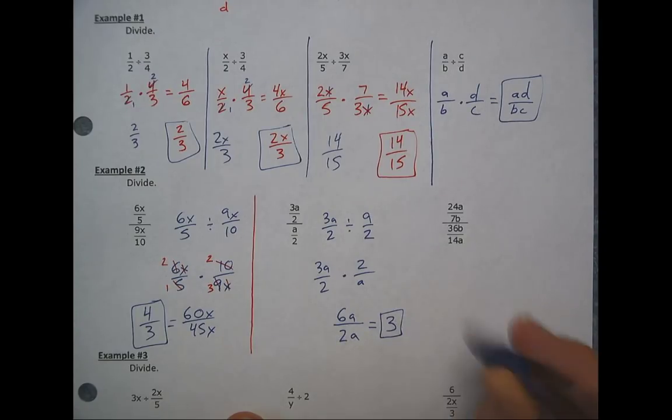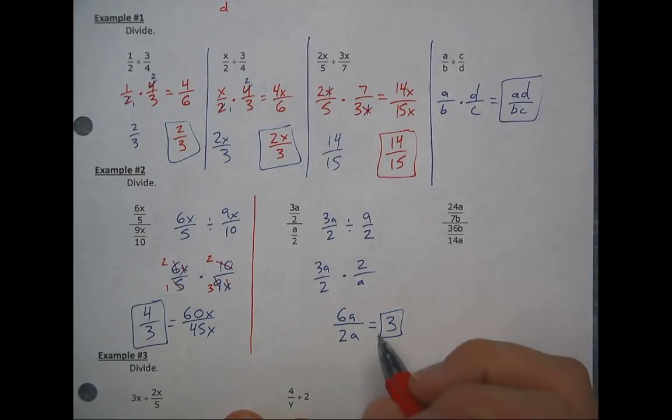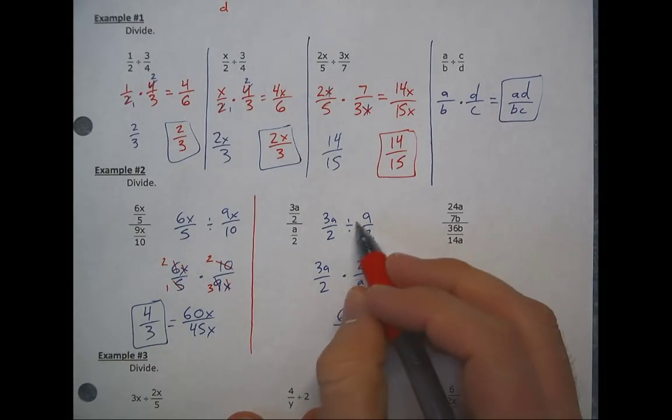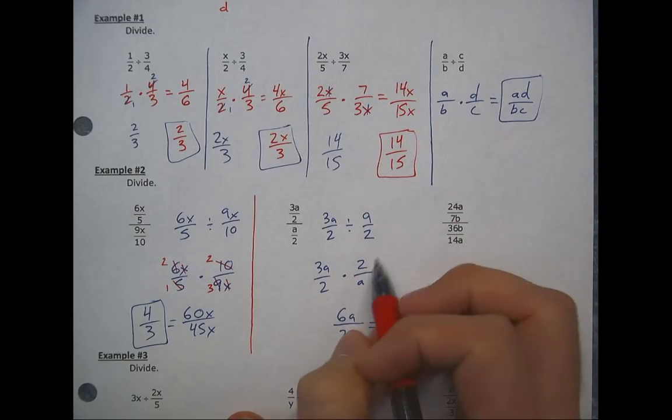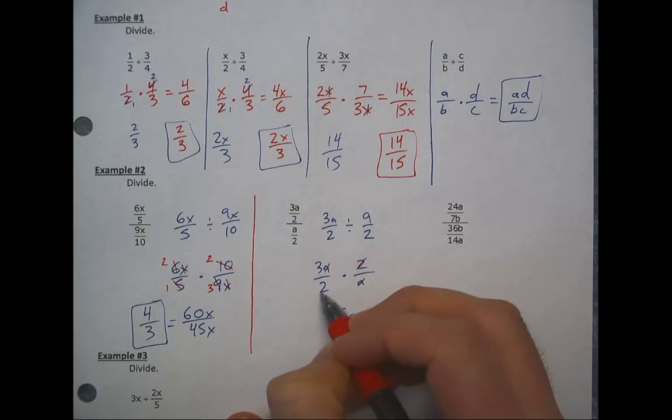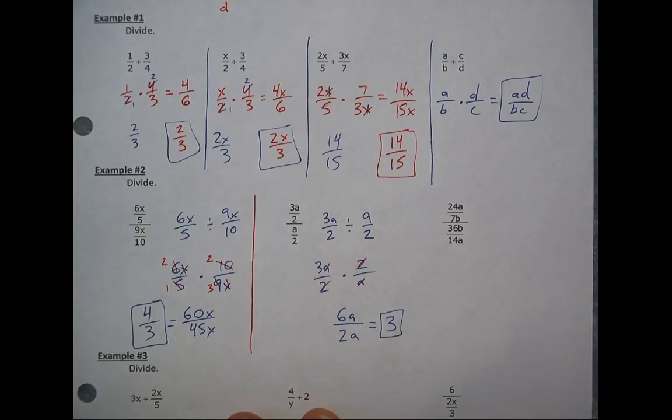So just 3. Okay, so where could we have canceled early? When we got here to multiplication, so not when it's written as division. You have to flip it first before you start trying to cancel stuff out. The a's cancel, the 2's cancel, so your answer is just 3.